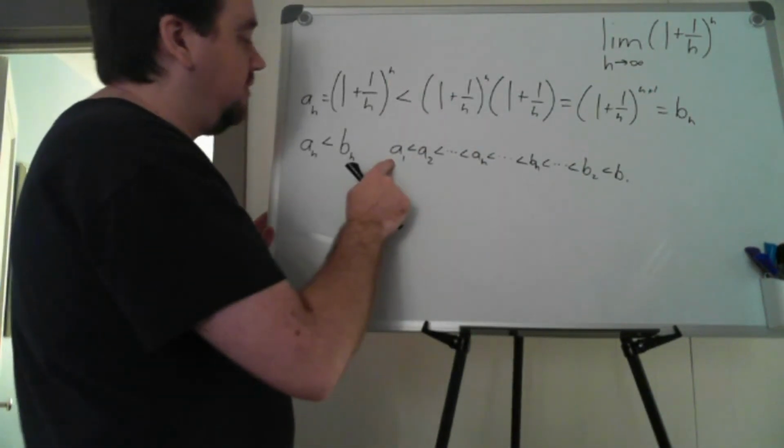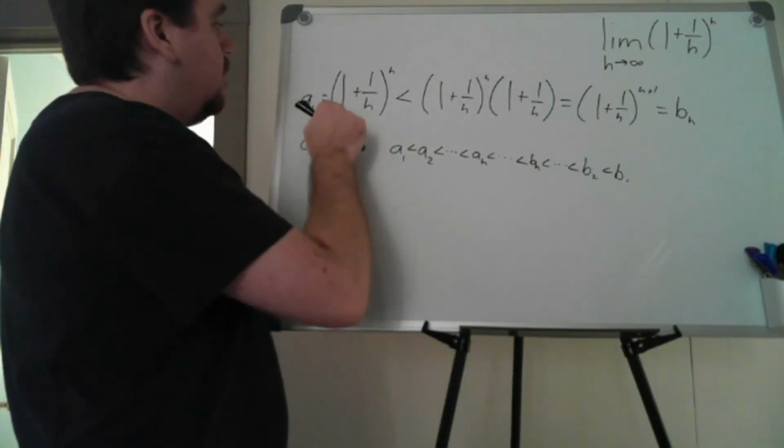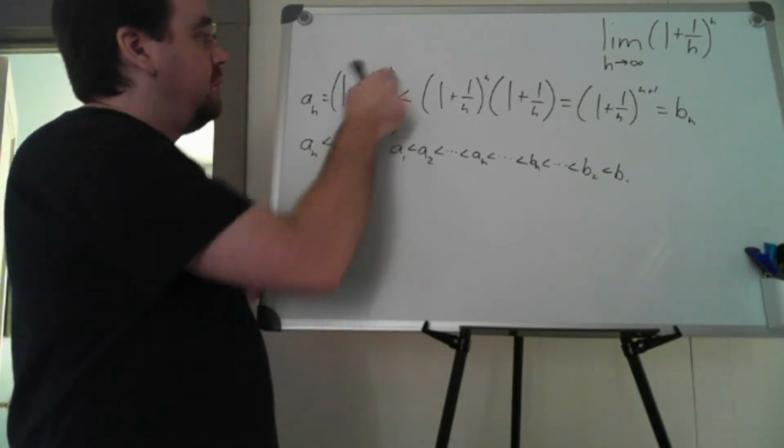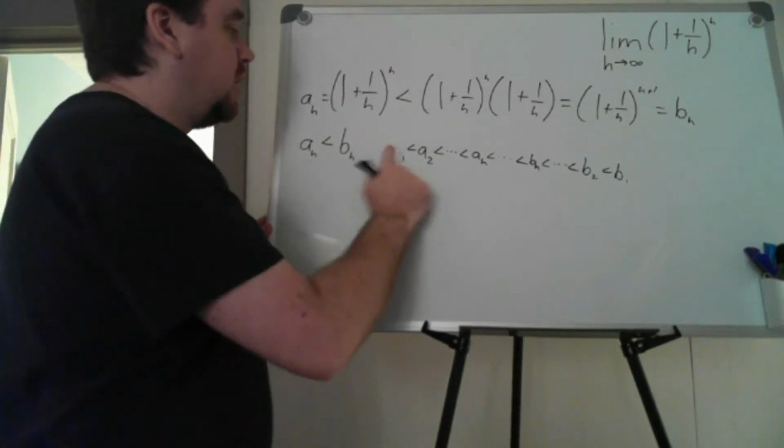All right, so A sub 1. Well, let's just plug it in. What's 1 plus 1 over 1? Well, 1 over 1 is 1. 1 plus 1 is 2. To the power of 1. 2 to the power of 1 is 2. So I can replace this with a 2.